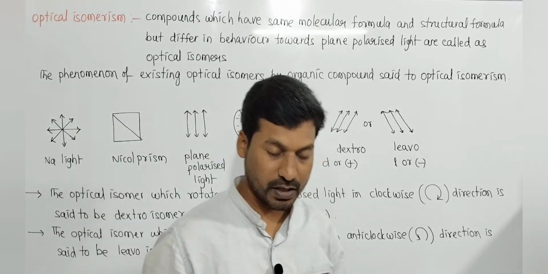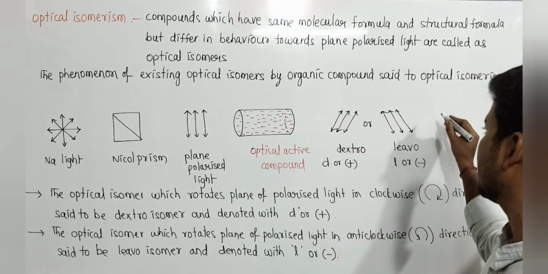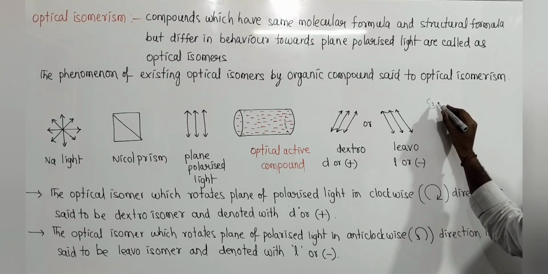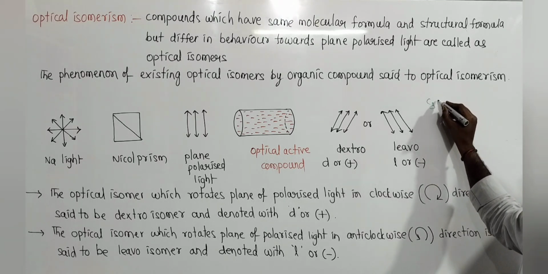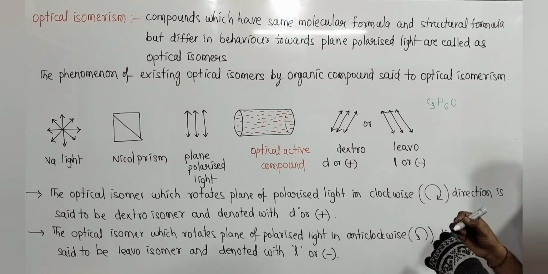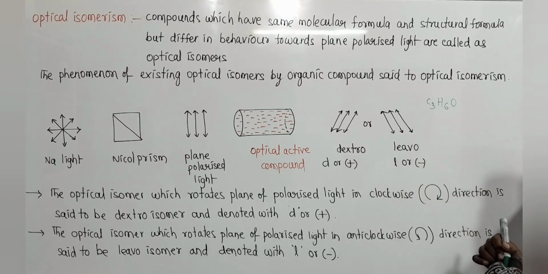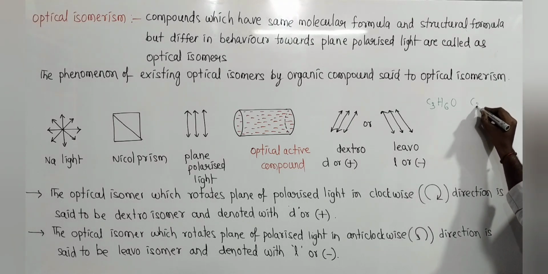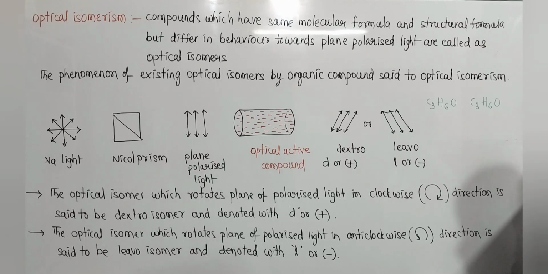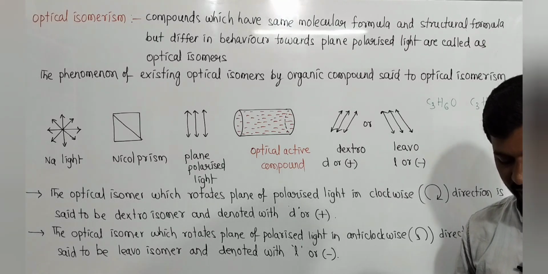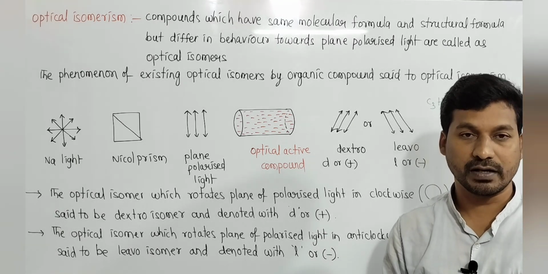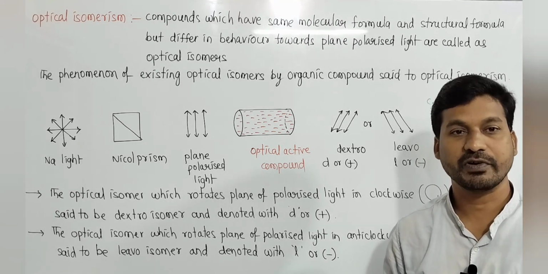Compounds which have the same molecular formula, that means the same number of atoms are present. For example, the carbons are 3 and hydrogens are 6, oxygen is 1, like that. So the molecular formula is the same, and two molecules have the same molecular formula. Same structural formula means atoms linked in the same order, bonding between atoms in the same order.